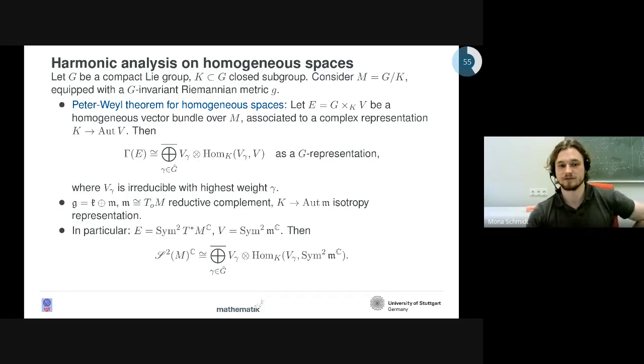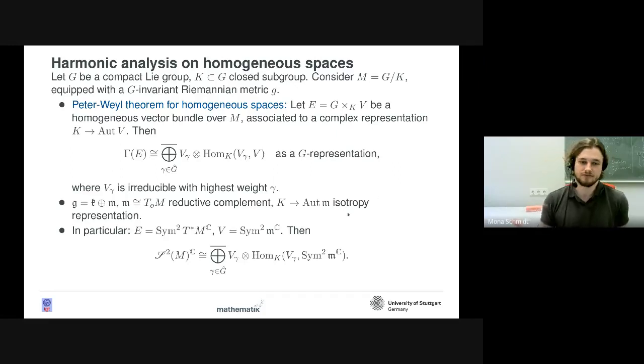And if we now take, in effect, we want to study the spectrum on symmetric two tensors. So we take as bundle the bundle of symmetric two tensors, complexified, because we need complex representations for this to work. So the fiber of the bundle is the second symmetric power of our isotropy representation, complexified. And then if we apply the Peter-Weyl theorem, then we get this here. So each irreducible representation of G occurs here with a multiplicity given by this space.